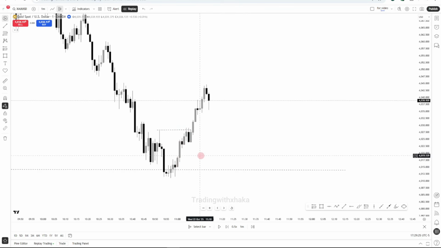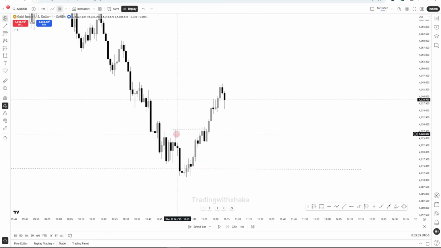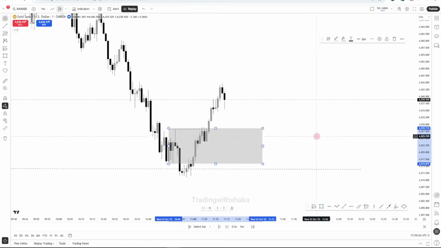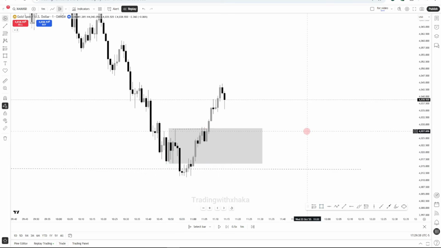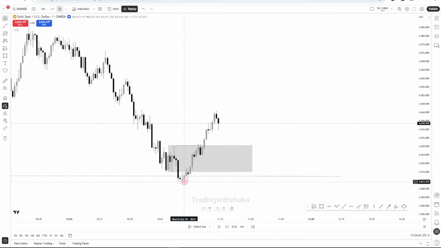So where do you think would be the best zone to set our pending order? I have to use the breaker block, right? So let me mark the breaker block zone. So this whole zone would be my point of interest for entry. Then stop loss below this very low.